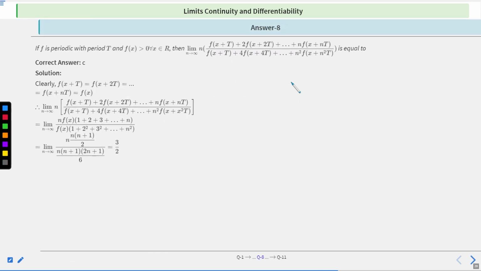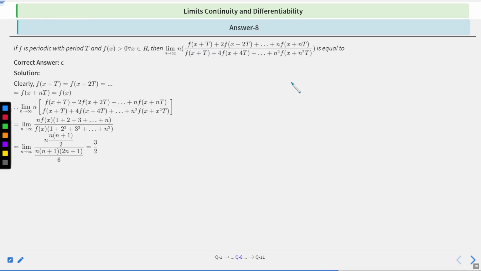Okay, let's move to the solution, part C. Clearly, f is periodic with period t, right? So clearly, f(x+t) is equal to f(x+2t) is equal to f(x+nt) is equal to f(x). Clear? Therefore, the limit as n tends to infinity of [f(x+t) + 2f(x+2t) + ... + n f(x+nt)] upon [f(x+t) + 4f(x+2t) + ... + n² f(x+nt)].